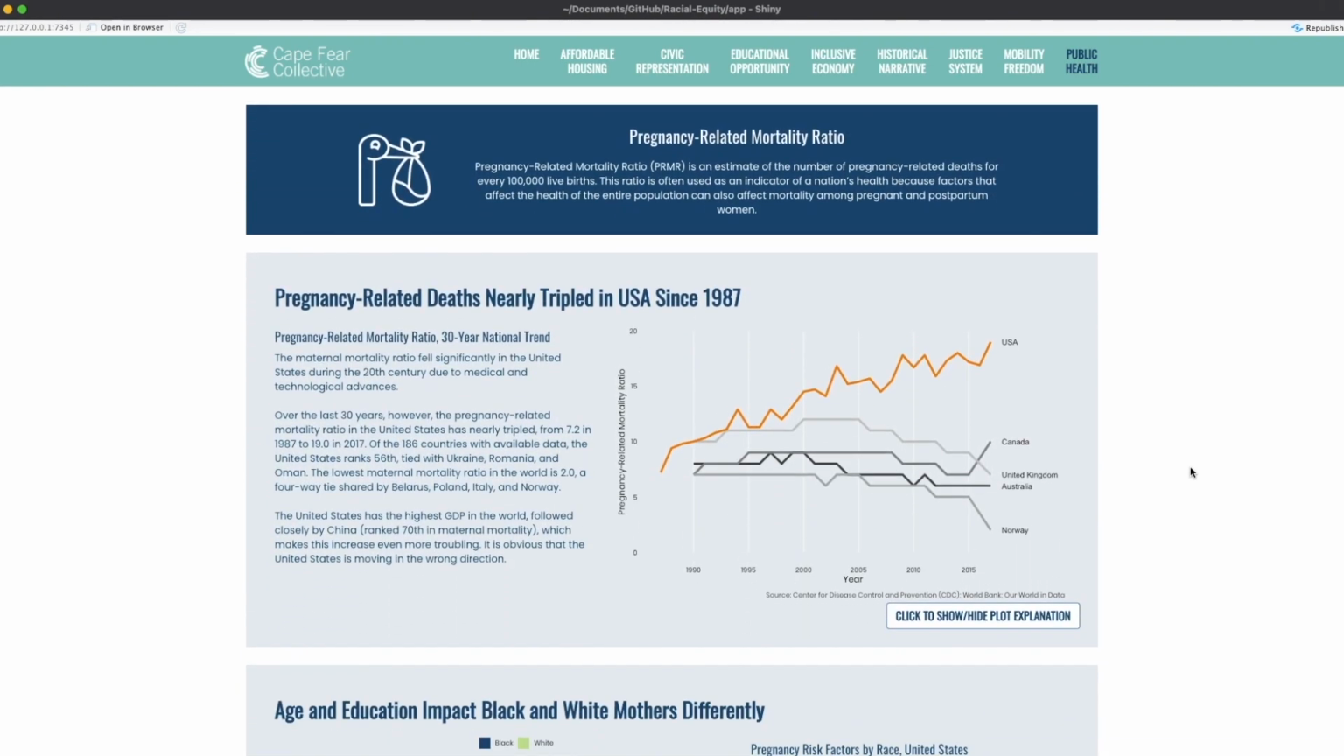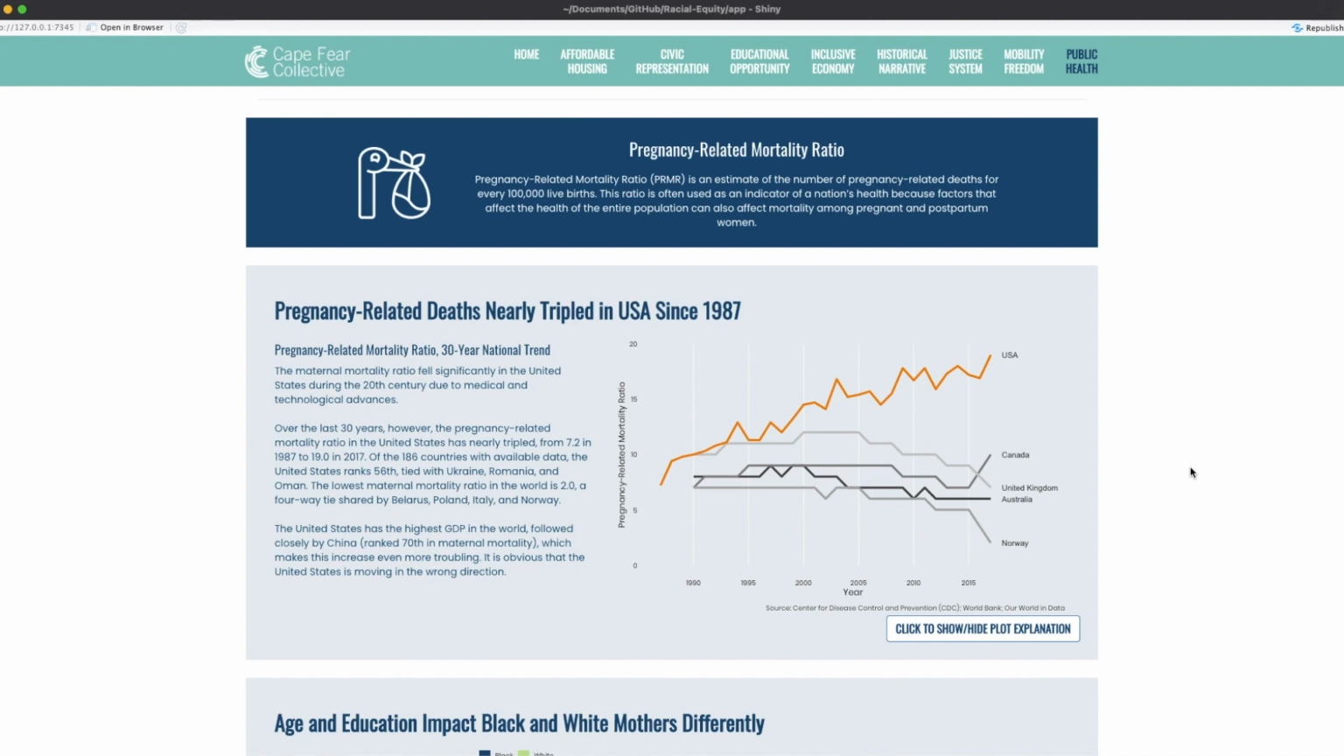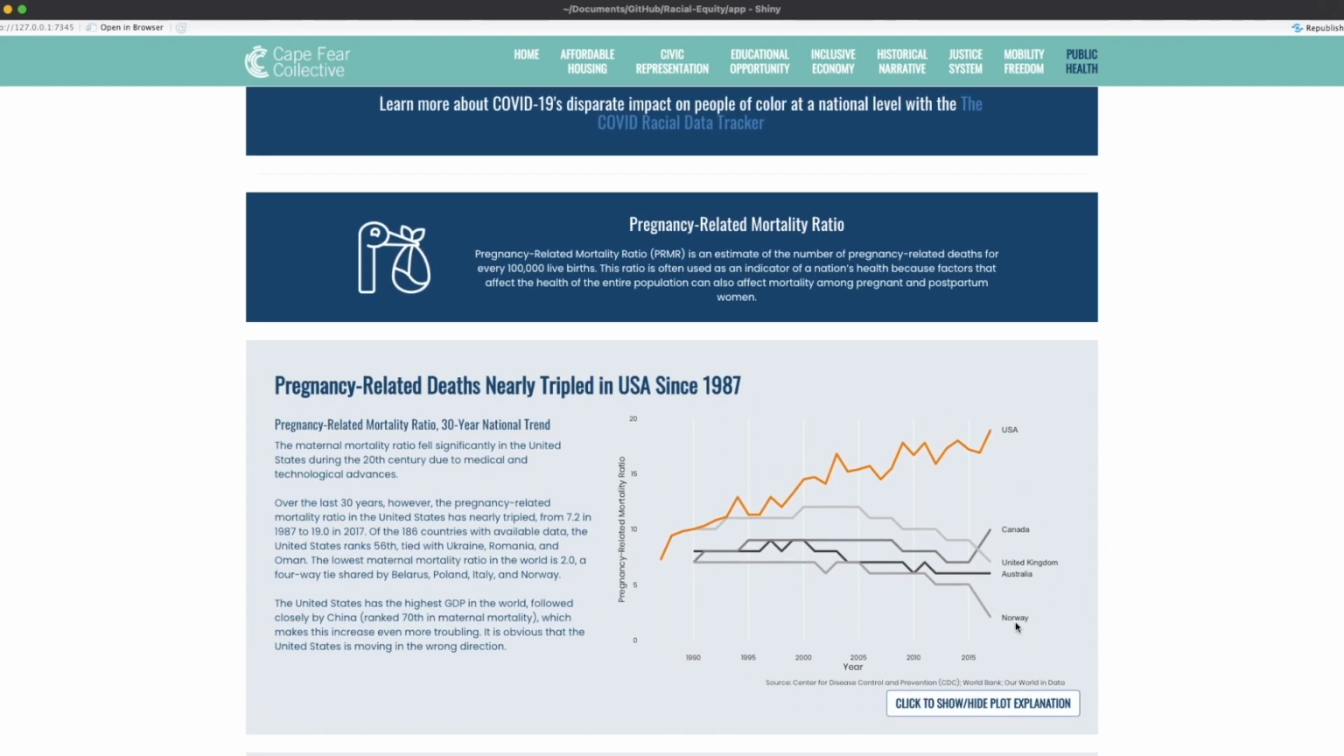The definition box tells us that pregnancy-related mortality ratio, which is pregnancy-related deaths per 100,000 live births, is often used as an indicator of a nation's health. The expandable explanation box gives the viewer additional context about how to interpret the visualization.